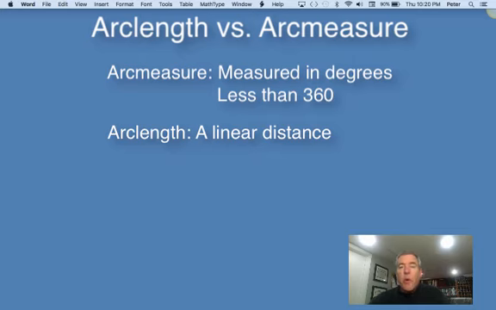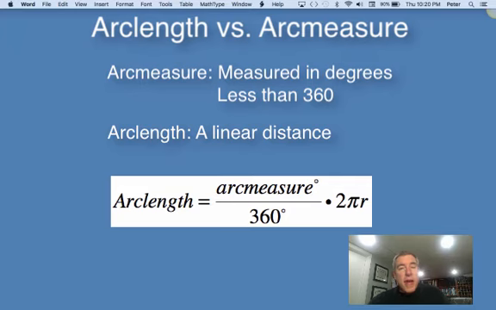So arc length will always be the arc measure over 360 times the circumference, and arc measure is just the measure of the arc, which of course will be equal to the measure of the central angle.